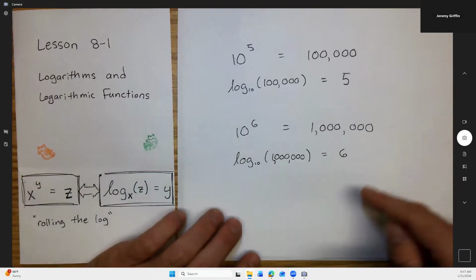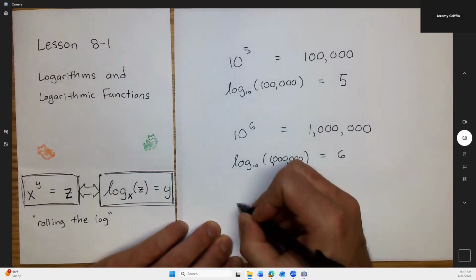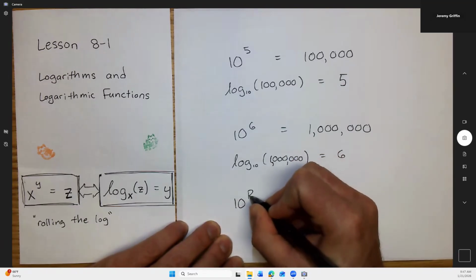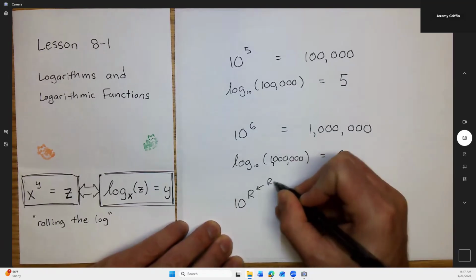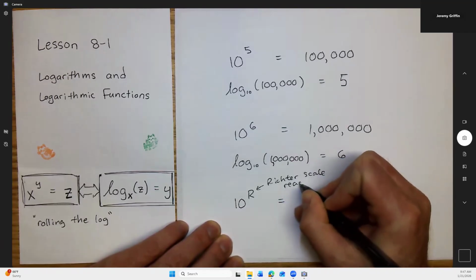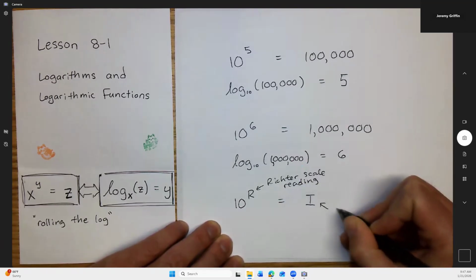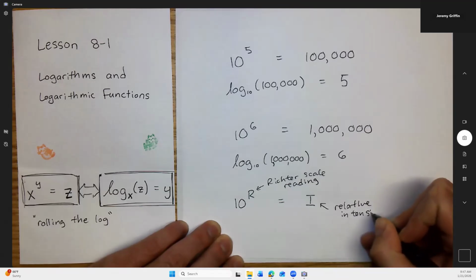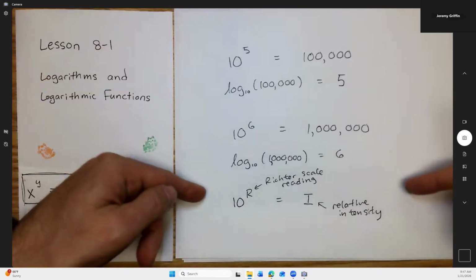Let's look at a story example of this. You guys know about earthquakes? Okay. So if you do 10 to the power of R equals I, R could be the Richter scale reading or number, and I refers to the relative intensity of the earthquake. You guys see that the two examples that I set up exactly follow this model?